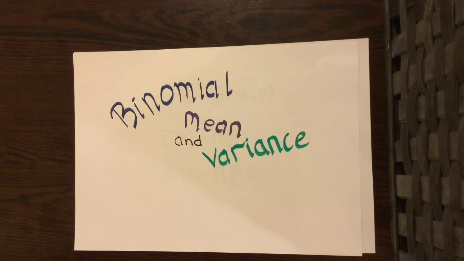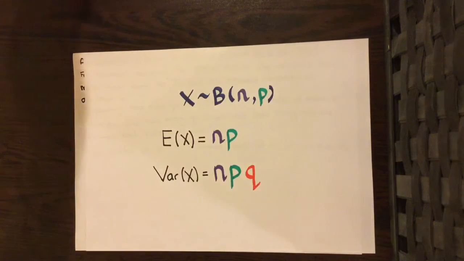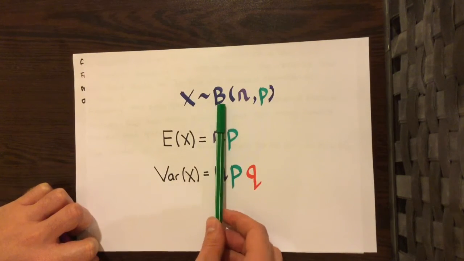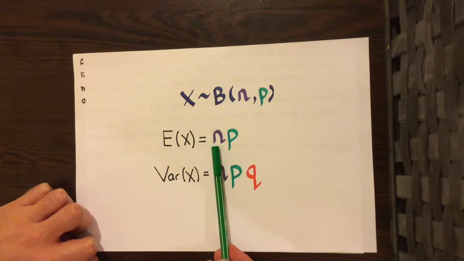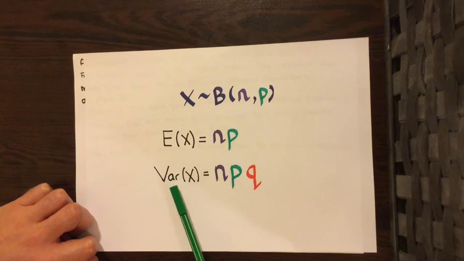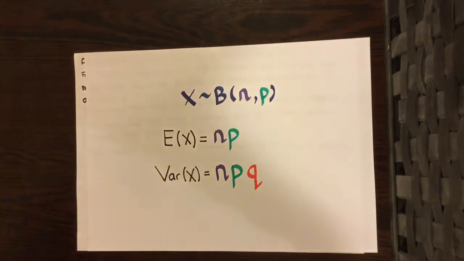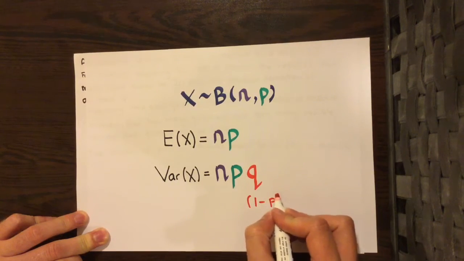Today we're looking at the binomial distribution and in particular its mean and its variance. So first things first, the formulas for the mean and variance are as follows. If our distribution is binomial with number of trials n and probability p, the mean is the number of trials times probability. And our variance is number of trials times the probability times q. And let's not forget that q is simply the chance of failure, which is 1 minus p.